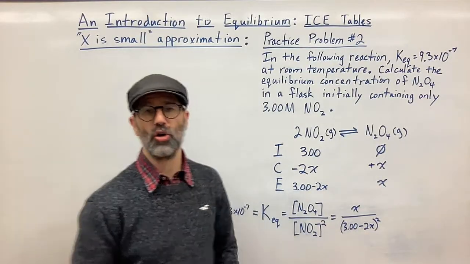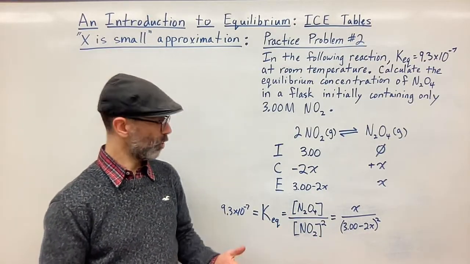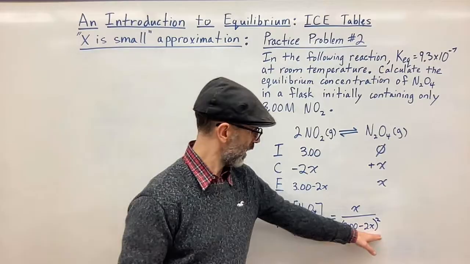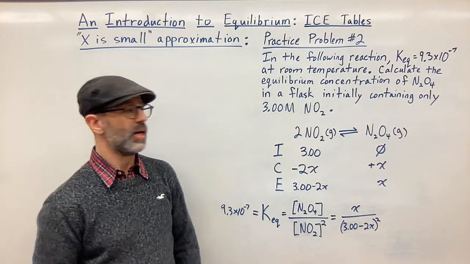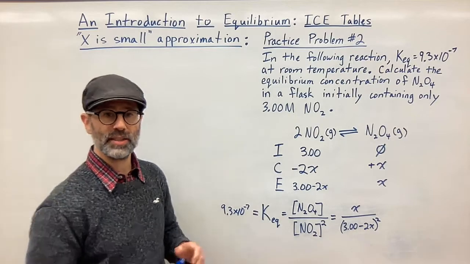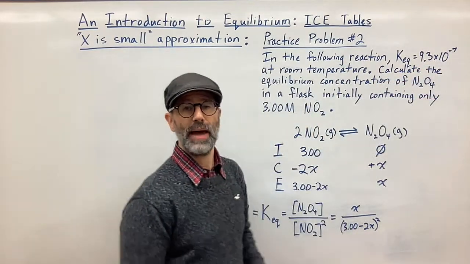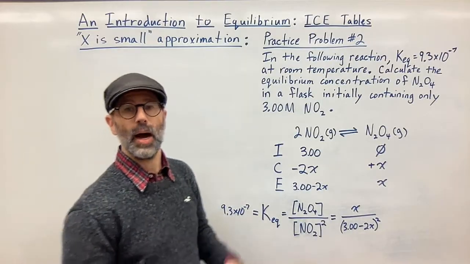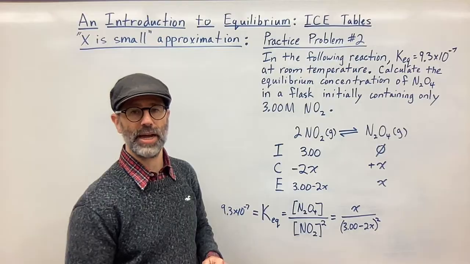Now we have 9.3 times 10 to the negative 7 equal to this expression. At this point we could use the quadratic formula because we're going to get a quadratic equation here. But one thing you should notice is that the Keq is really small. That means that the reactants are going to be much more highly favored in this reaction.